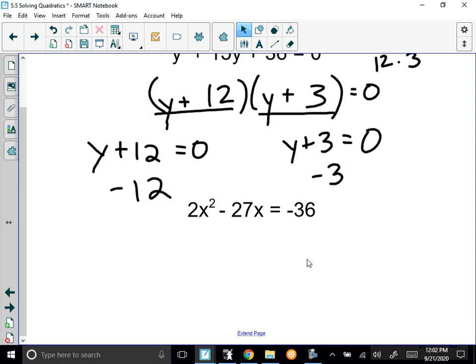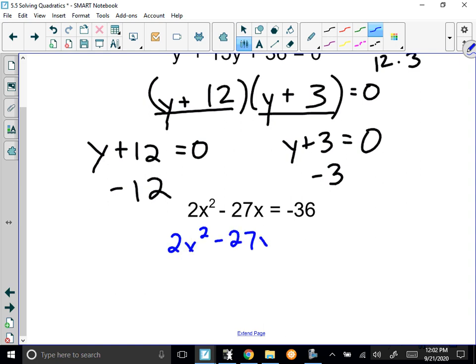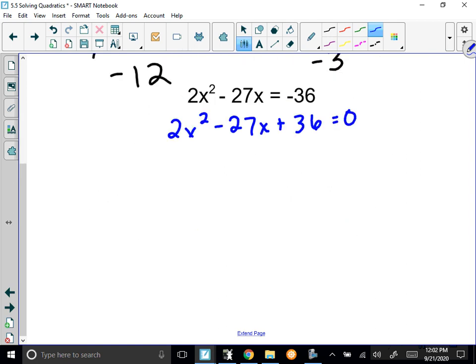So with this, first thing, Layton, what'd you do? I moved 36 over. Got to move 36, and what do you get? 2x squared minus 27x plus 36. Okay, and did this have a greatest common factor? No, it did not, so give me one of the factors. 2x minus 3. And Spencer, what's the other factor?